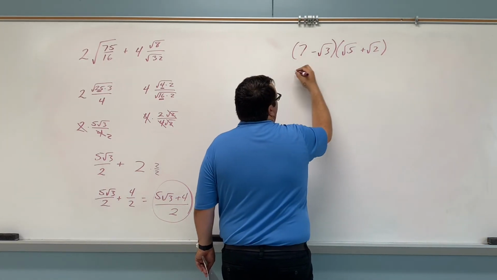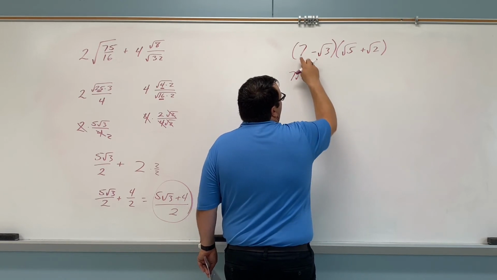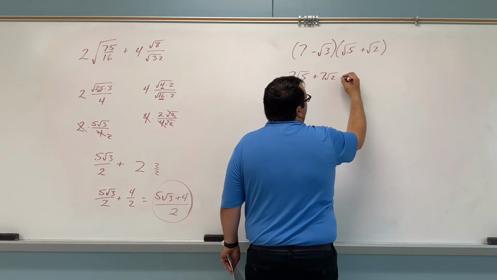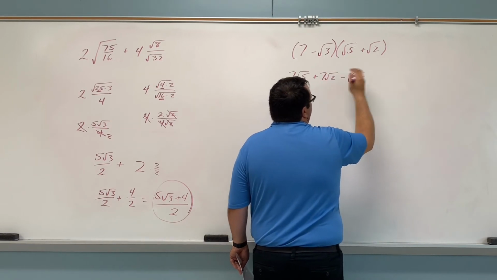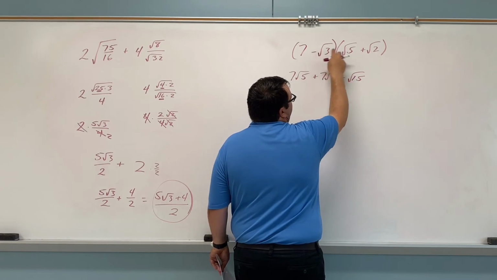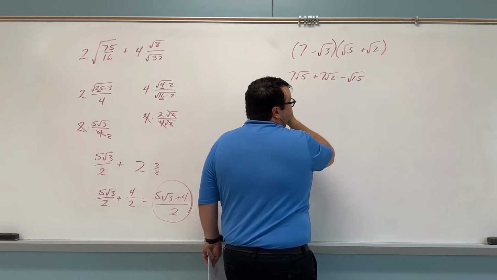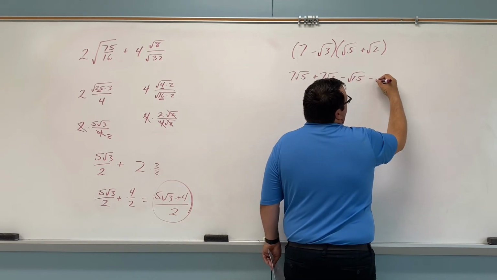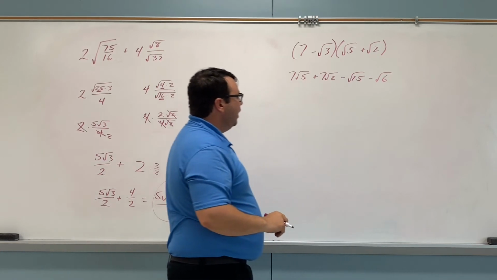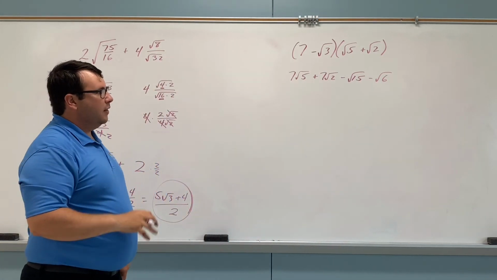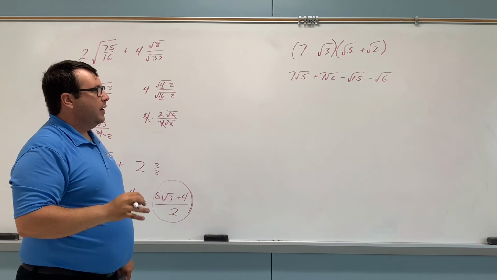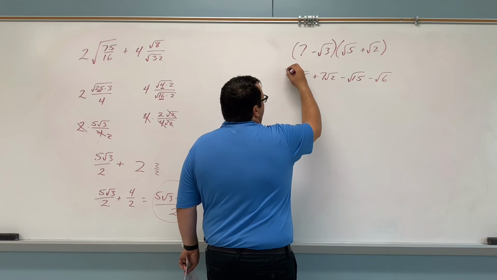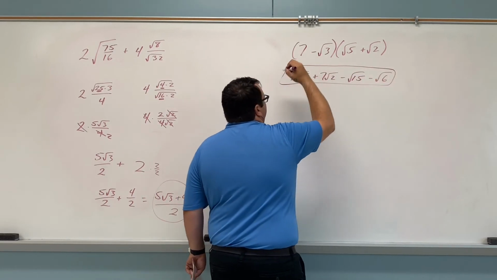So first terms, I have 7 square root of 5. Outer terms, I have 7 square root of 2. Inner terms, I get negative square root of 15, because remember, 3 times 5, they have the same radical index. And then I have square root of 3 times square root of 2, negative square root of 6. At this point, I would look to see if there's any like radicals or if anything could break down to give me like radicals. And in this particular answer, that is no. This is as simple as it gets.